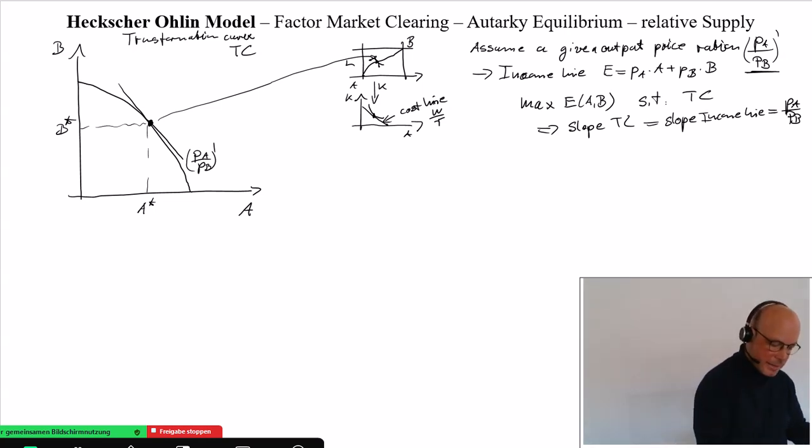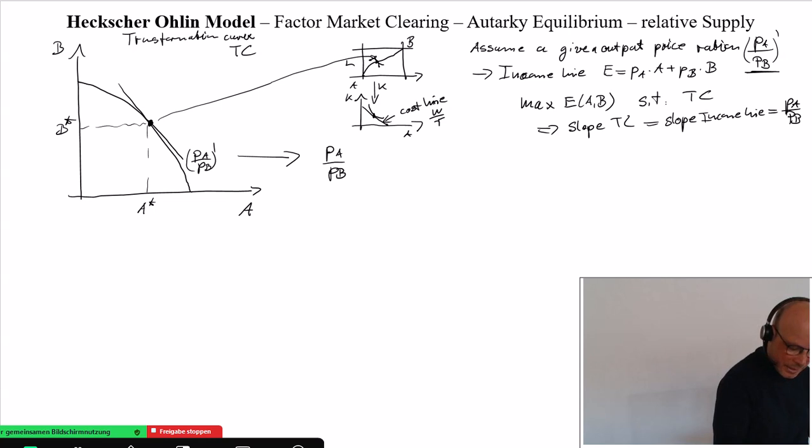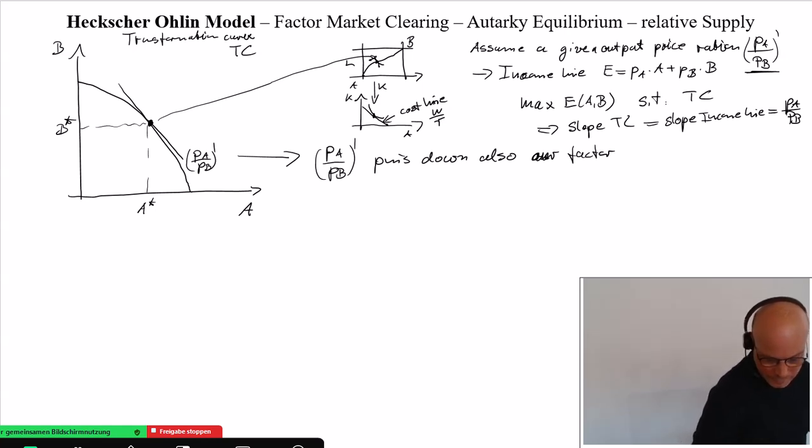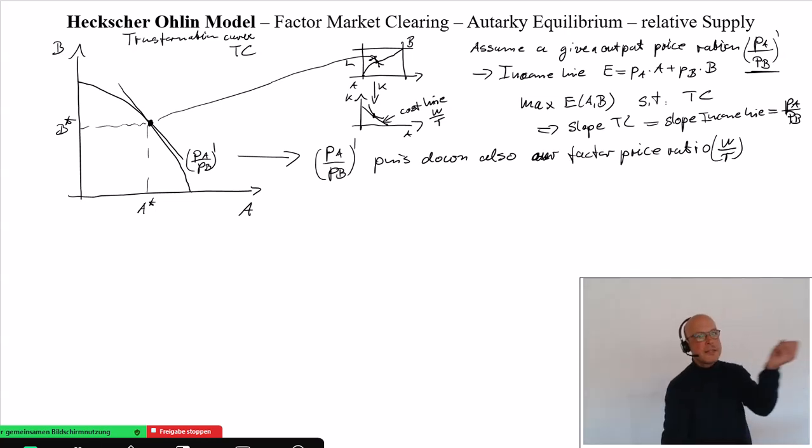So this means then, together with these two, that the price ratio of A and B, PA over PB prime, pins down also our factor price ratio W over R. Have you got this argumentation?